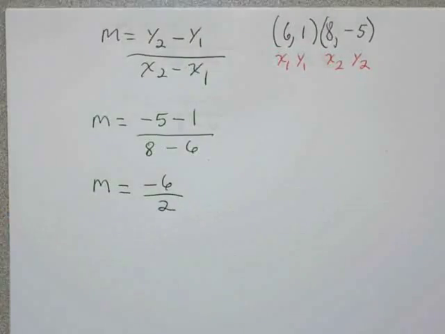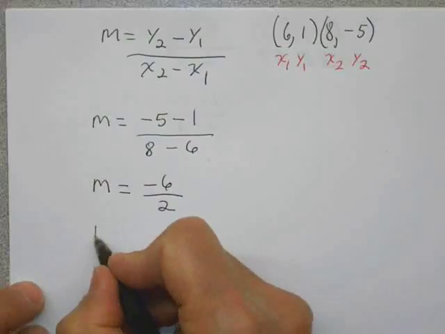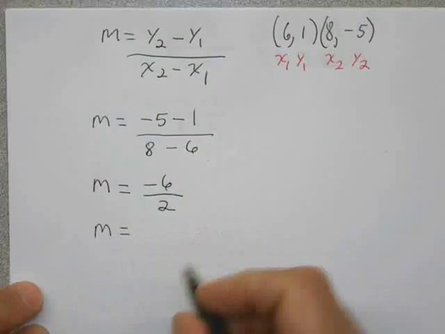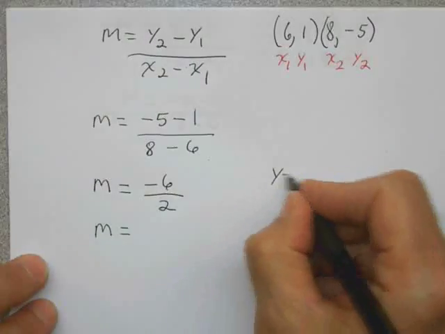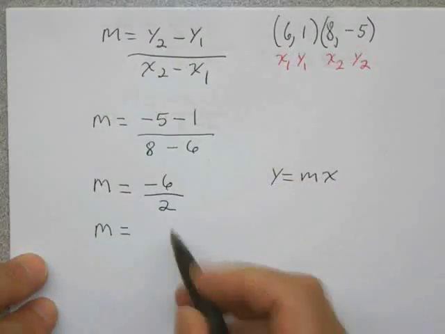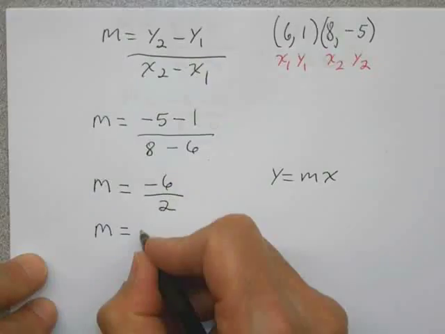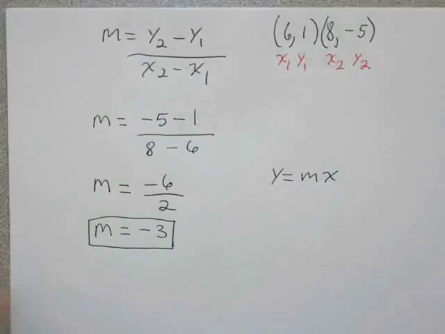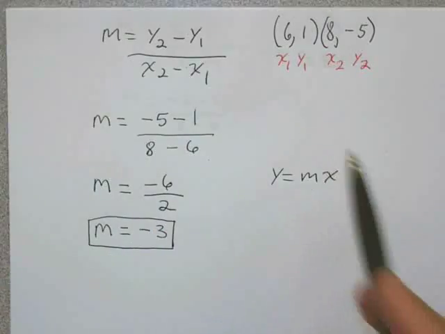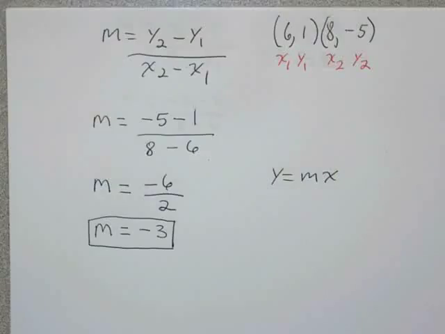And notice in this particular fraction, you can simplify. Because remember, the m is the slope in the formula y equals mx. So if I've got negative 6 divided by 2, my slope would be negative 3. In other words, the slope of the line that passes through the points (6, 1) and (8, negative 5) would have a slope of negative 3. Okay, I'm going to pause here because there's something I want to show you about slope that's really, really useful.